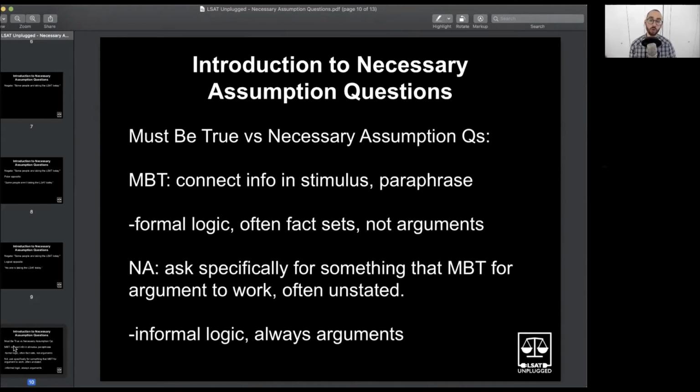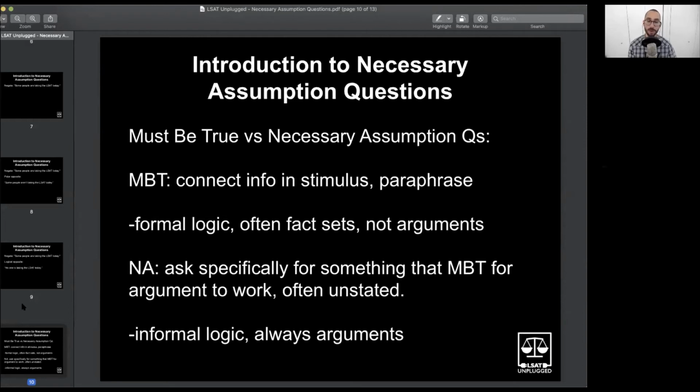Meaning that for someone who already believes in the stimulus, if we take the stimulus as given, the necessary assumption is an underlying requirement. It's implicit, so it actually could be viewed as an inference. This is not a tactical thing, it's more of a theoretical or conceptual thing, but I still think it's important to get down. As for the difference, though, must be true questions are often looking for you to connect different parts of the stimulus, might be looking for you to paraphrase, and of course, they are not always arguments. They could simply be fact sets.